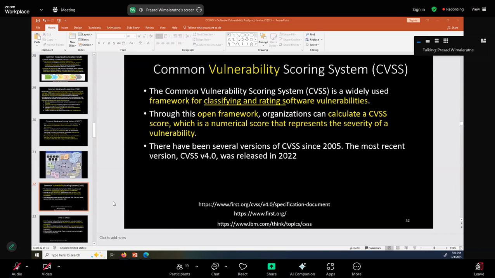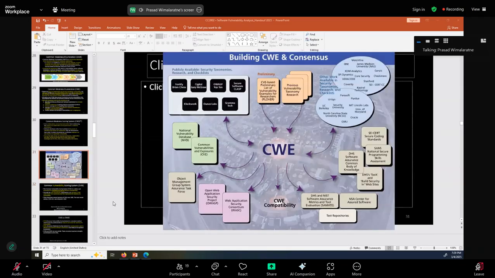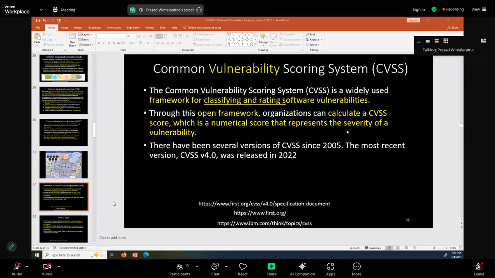Right. So we have seen the CWSS, and there are a couple of initiatives actually by different forums or consortiums. So this CVSS is another one, which is a widely used framework, and this is for classifying and rating software vulnerabilities. So they have their own emphasis. We have seen CWE, CVSS kind of approaches. So community-based initiatives, and they have their own emphasis, although they are in the same line of thought, I would think, right?